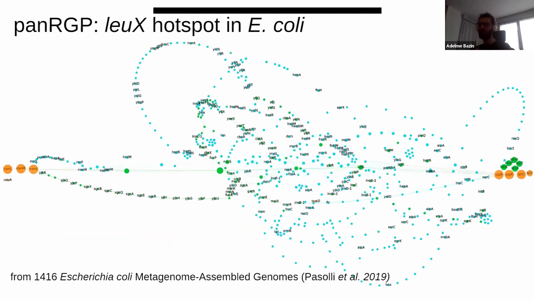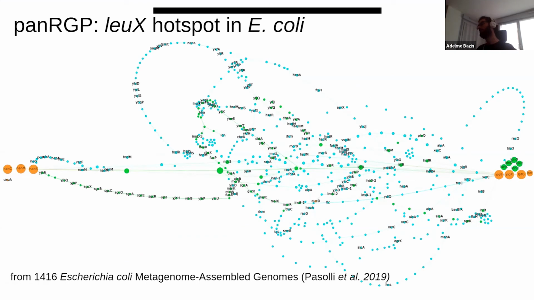So we do not have benchmarks to test our method on a large scale. What we did is that we looked for the hotspots that I illustrated earlier in a metagenome assembled dataset. So we built a pangenome using 1,400 genomes from the Pasolli et al. dataset. Then we looked for the hotspots by looking for the persistent genes, which we found.